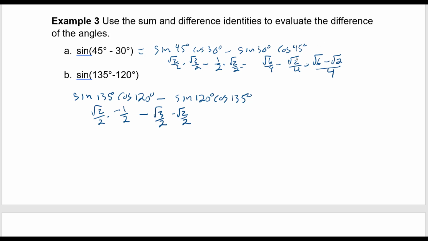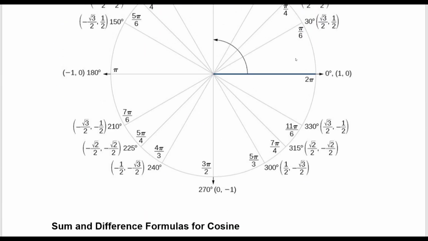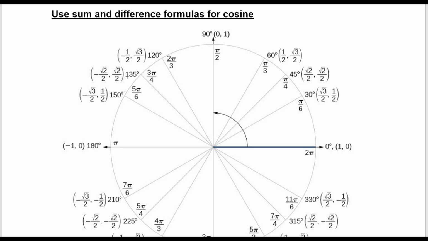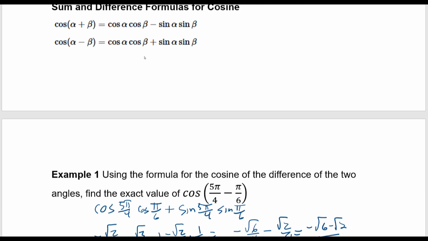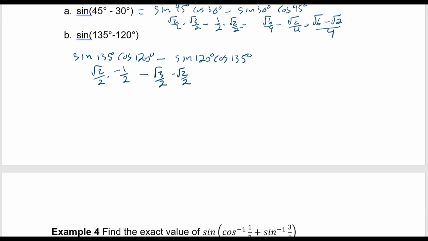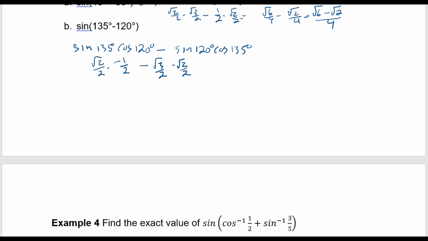And if you weren't sure about those values, just go back up to this chart. So for 135, cosine is the x value, sine is the y value; for 120, cosine is the x, y is the sine. So we have negative square root of 2 over 4 minus a negative makes that plus the square root of 6 over 4. And so if I do it from the positive, square root of 6 minus square root of 2 all over 4. Okay.